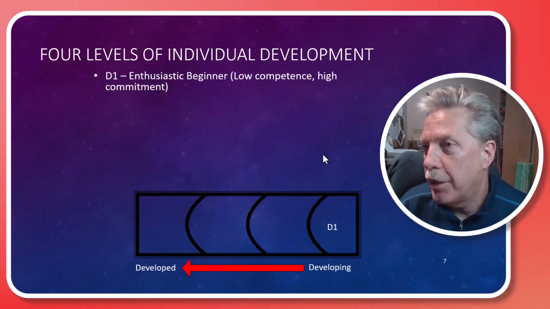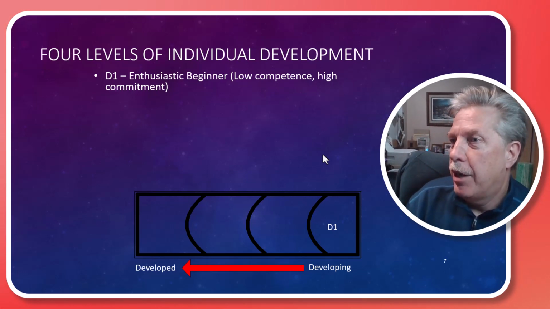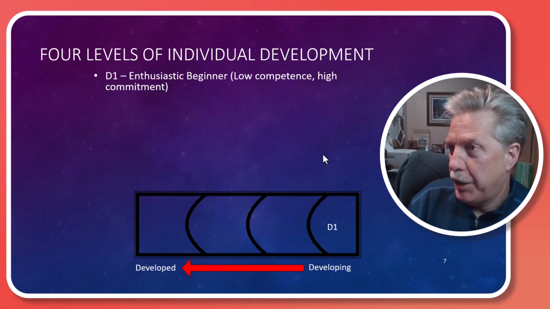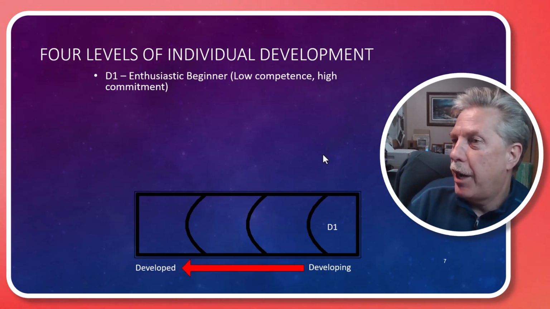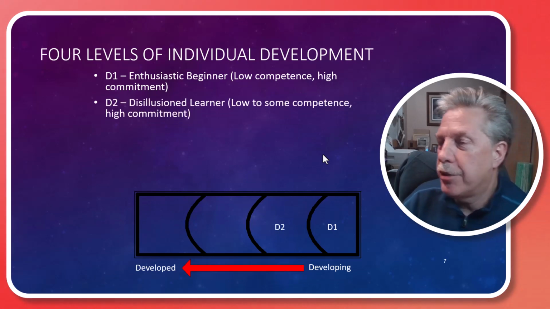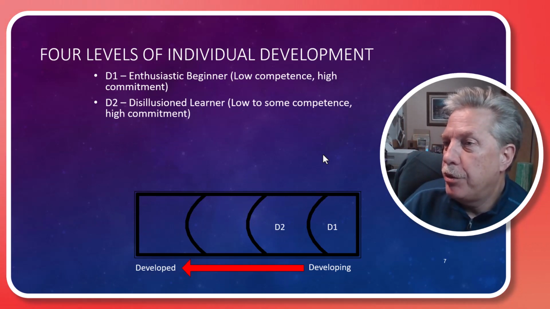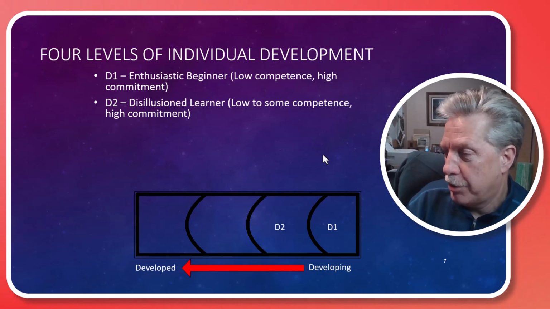So the first phase of individual development is D1, D for development, the enthusiastic beginner. They have low competence and high commitment. They're really interested in working hard and doing a good job, but they just don't have the skill or competence yet. Then, as we progress to the left on the picture below, you can see we have D2, a disillusioned learner. They have low to some competence, so they've started to develop some skills. They also have high commitment.